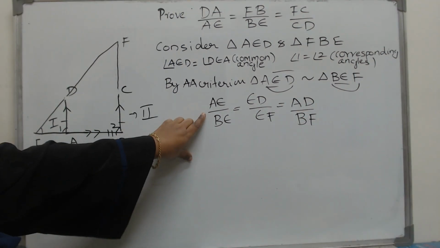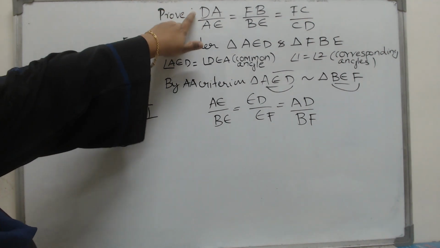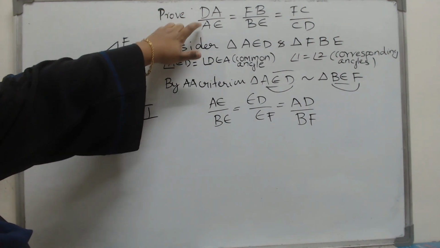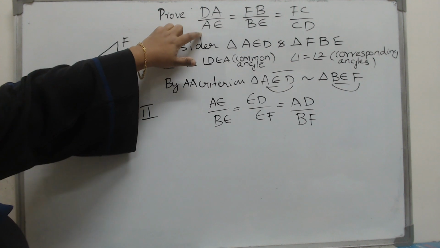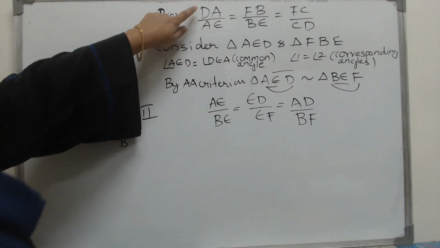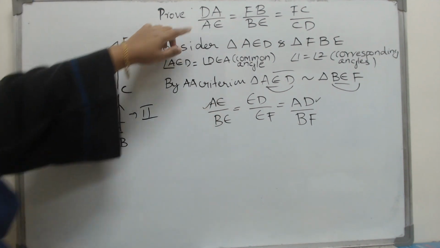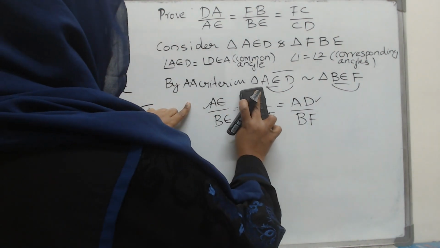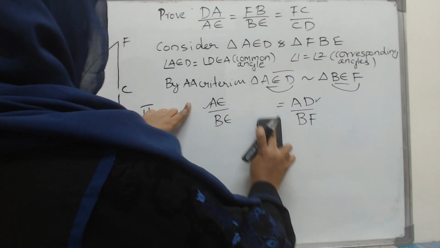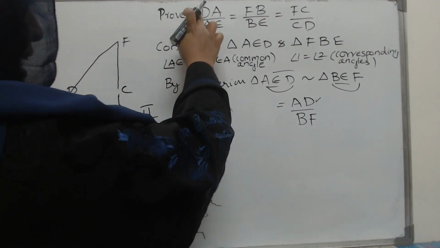Now do we have our result? In the result we have the sides of the same triangle in a fraction. And what are those sides? We have an AD and we have an AE. So what we will do is we will get rid of this ratio in the middle. We don't need it. And then what we will do?